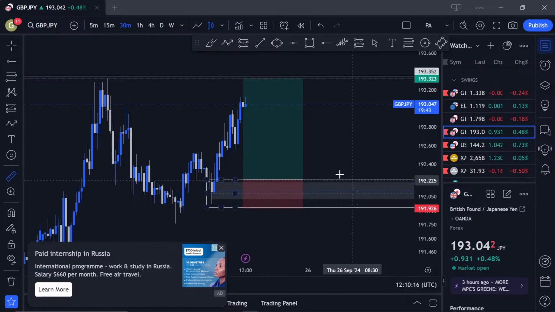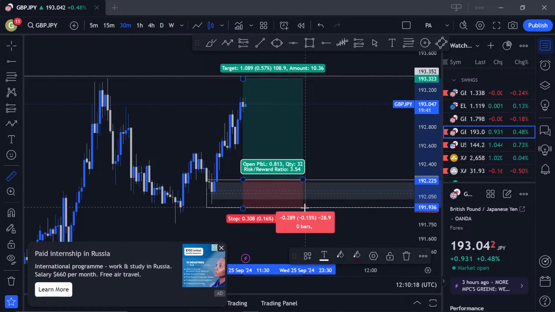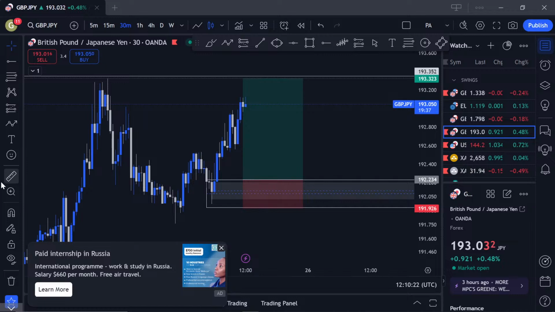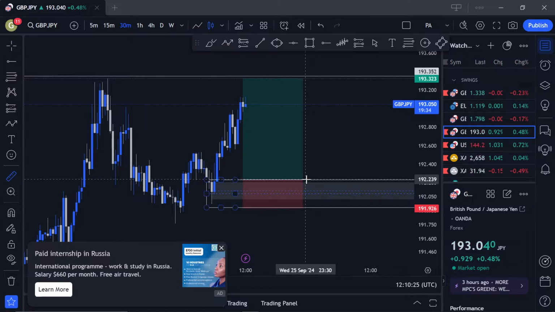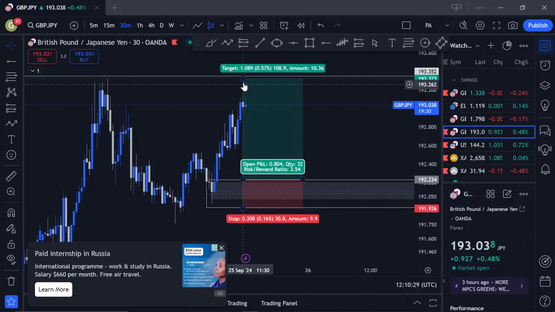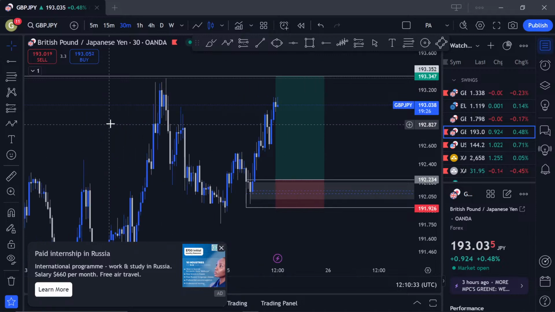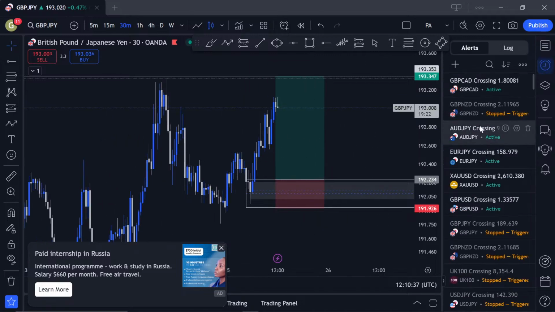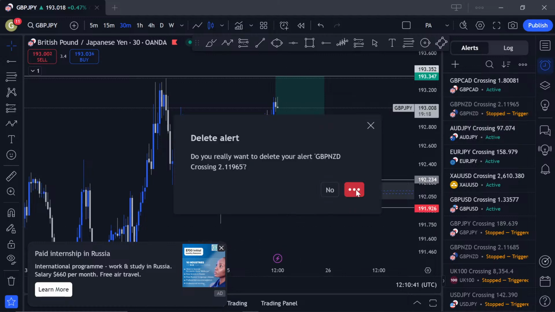Now let's see how many pips we are using as stop loss, because we need to use a small one. 31 pips as stop loss is fair enough, and then targeting a solid 110 pips, which GBP JPY can give you within a day, because we caught about 70 to 80 pips yesterday. So this is it on GBP JPY. Let me just delete this off.